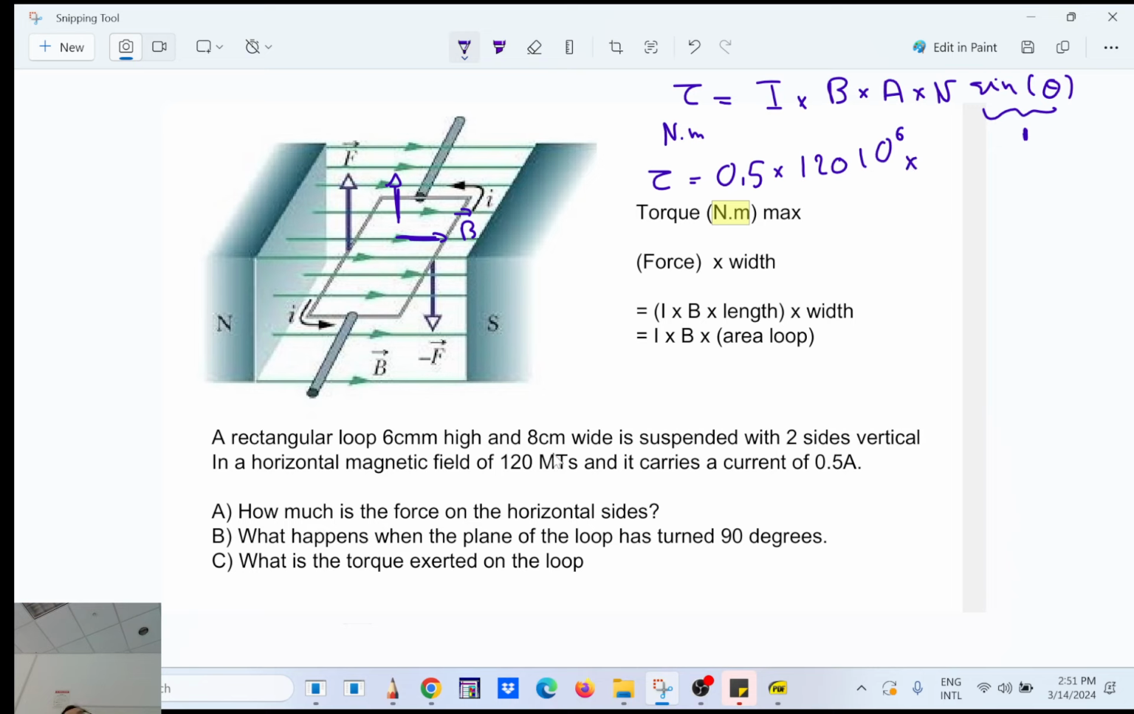Do you remember what's the area of a rectangle? Width times length, exactly.